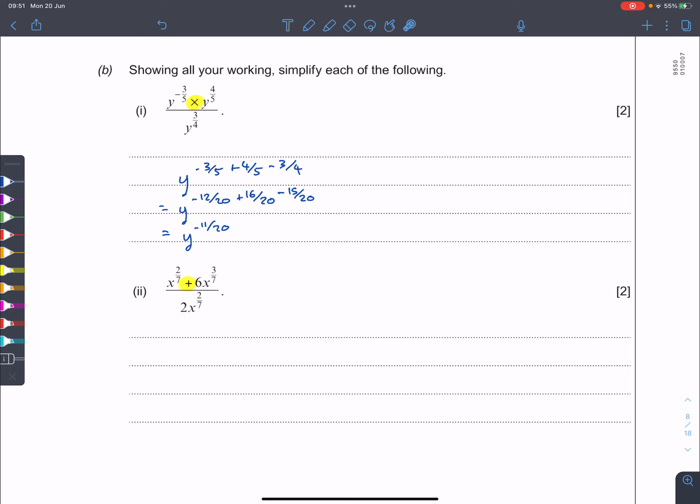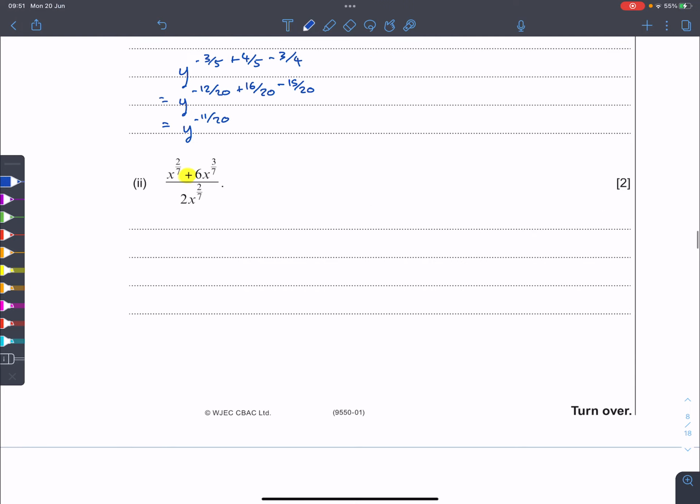So same thing with these. Even though they're both sevenths on the top, one of them is a 2x to the 2/7 term, the other is an x to the 3/7 term. So we're adding, we can't do that. So what we end up doing is we can split this fraction. So we can treat this as an addition of two fractions. This should be x to the 2/7 over 2x to the 2/7 plus 6x to the 3/7 over 2x to the 2/7. So we can write those two separately.